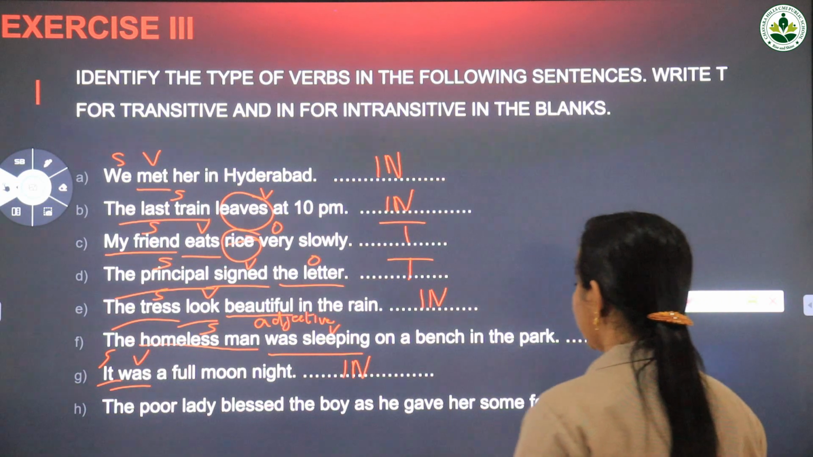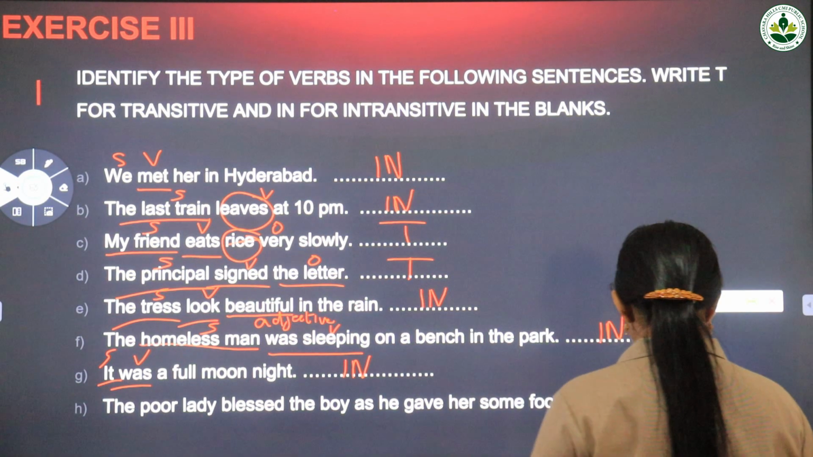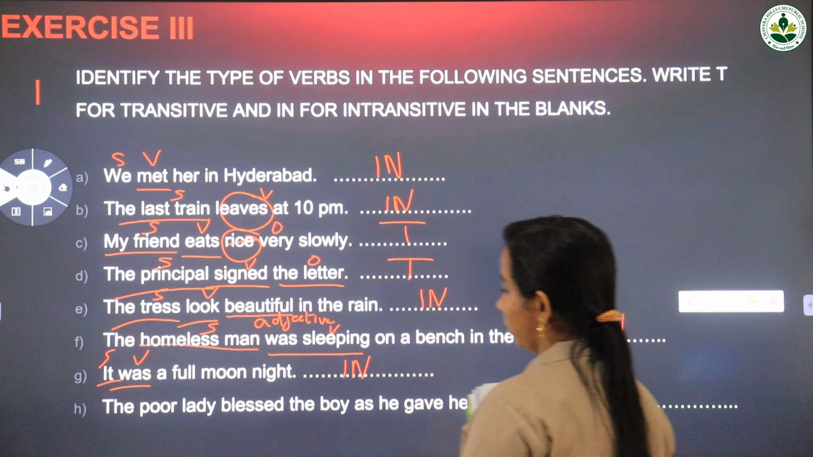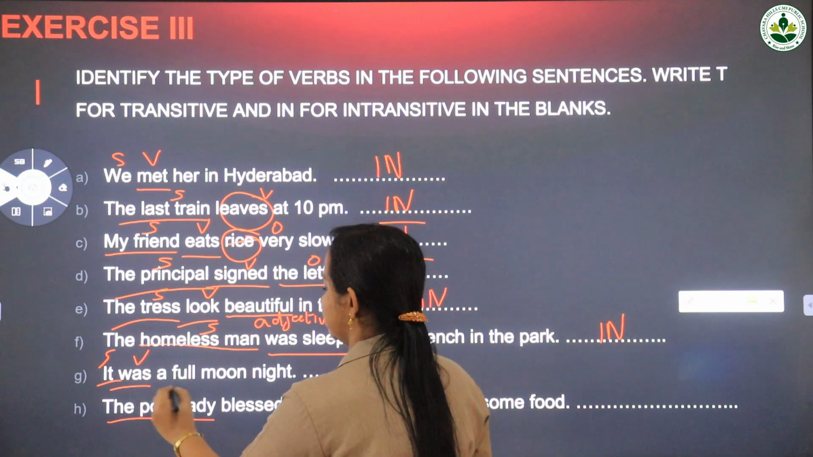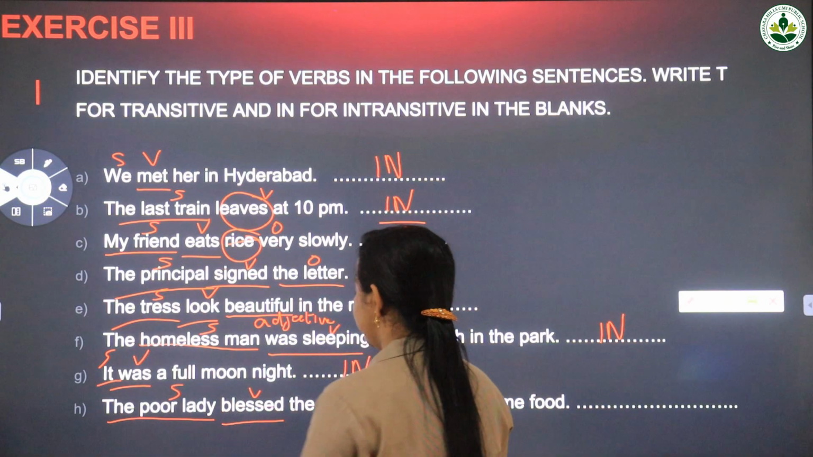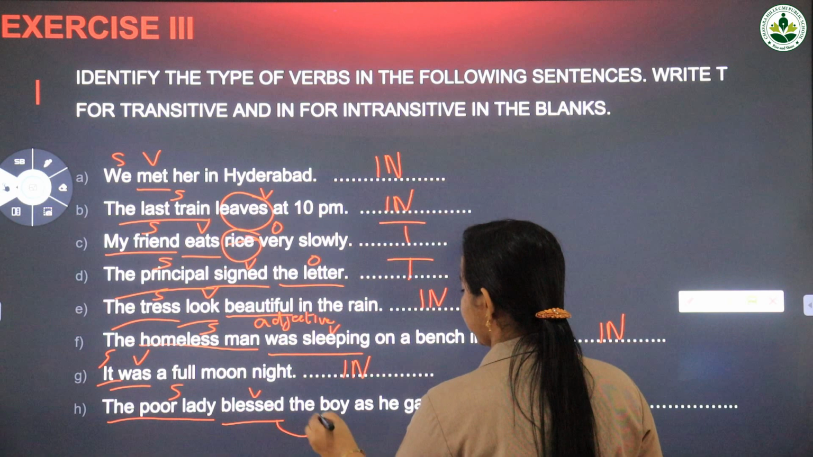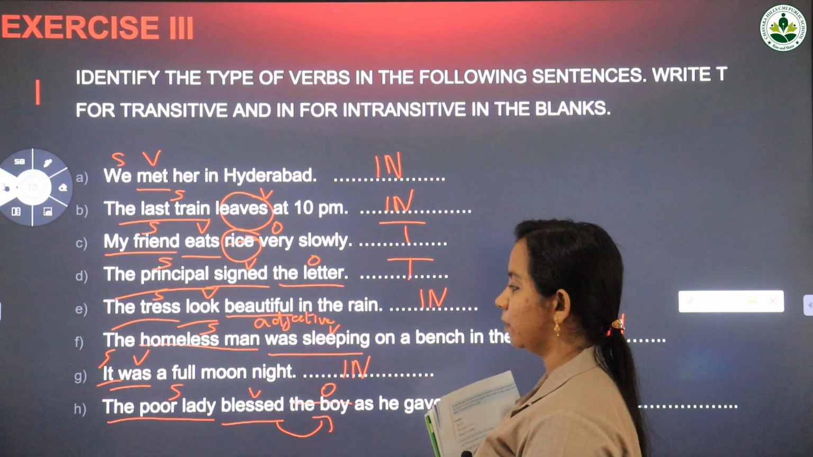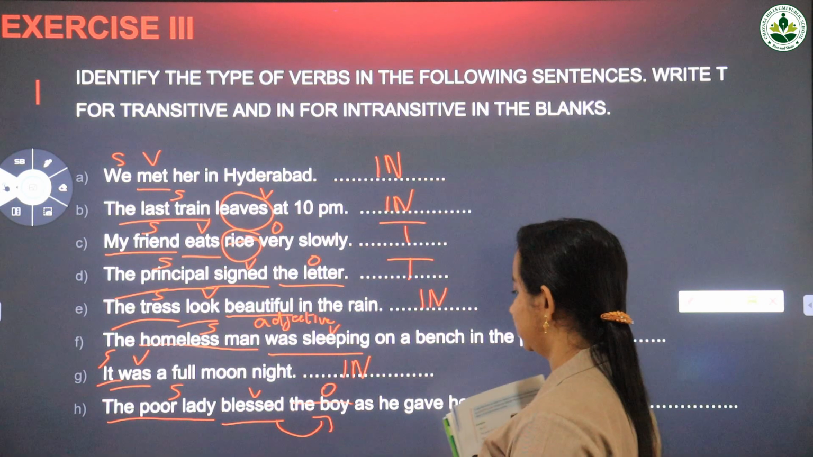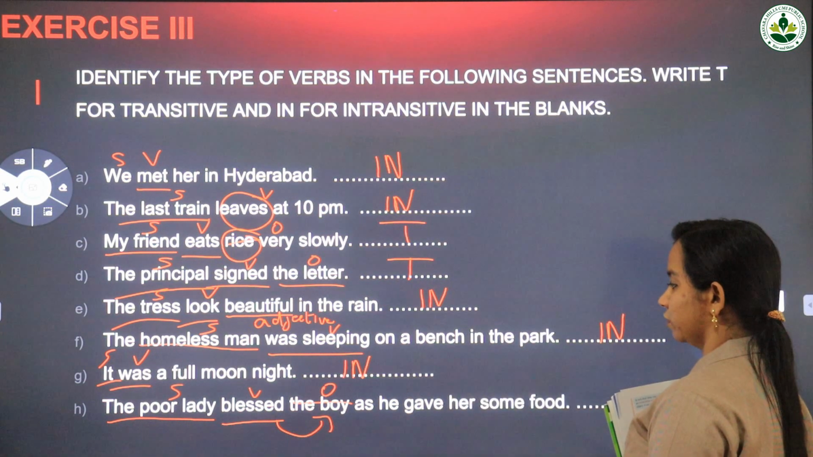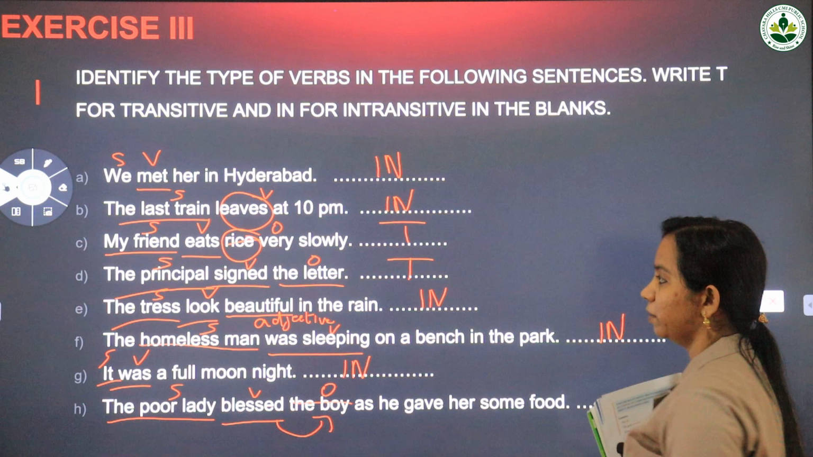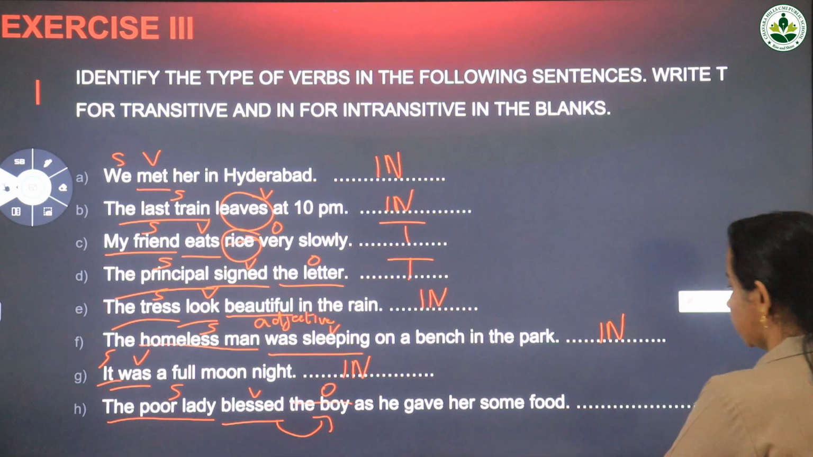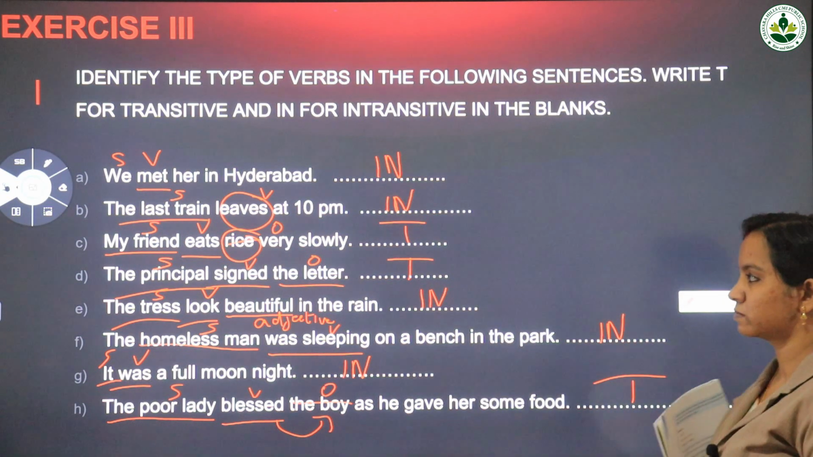Now next one. The poor lady blessed the boy as he gave her some food. The poor lady is the subject. Blessed is the verb. Blessed what? Blessed the boy. The object is given. So just see, without the object: the poor lady blessed as he gave her some food. Without the object boy, the meaning is incomplete. So it's called a transitive verb.